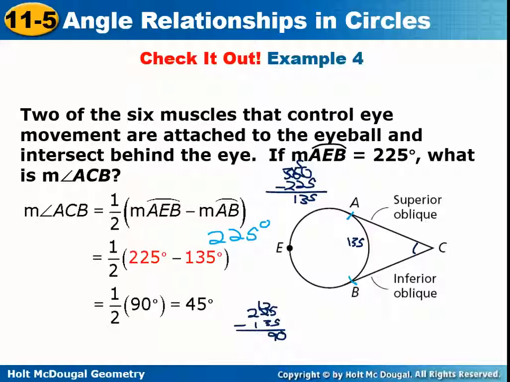So sometimes, especially in the case of two tangents, remember that all around is 360 degrees. So if you take the measure of the arc you know, subtract that from 360, you'll get the measure of the other arc.